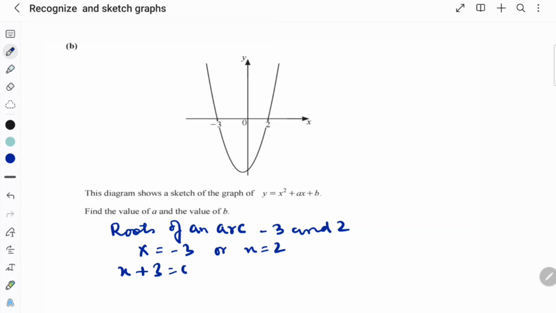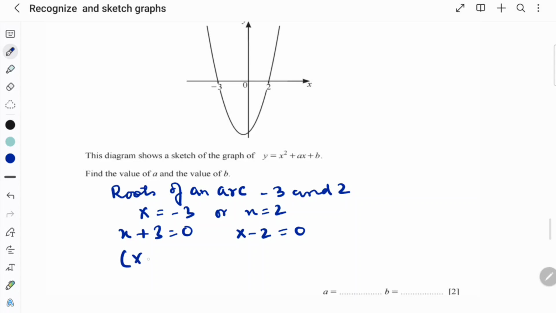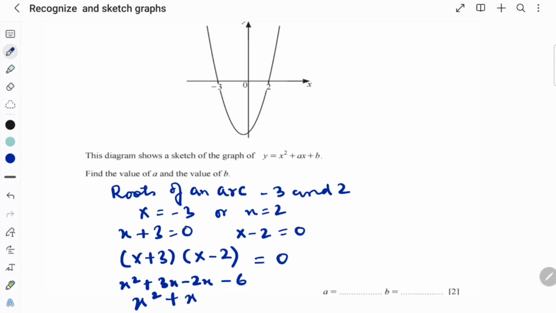So x plus 3 equals 0. We go backwards, like we factorize. We are doing the same thing, but going backwards, and we'll expand it. And x minus 2 equals 0. These two brackets you just multiply, and then you will get the equation. If you know the roots, then you can find the equation. So that is y equals (x plus 3)(x minus 2). Now we are going to expand it. That is x square plus 3x minus 2x and then minus 6. So x square plus x minus 6. It means y equals x square plus x minus 6.